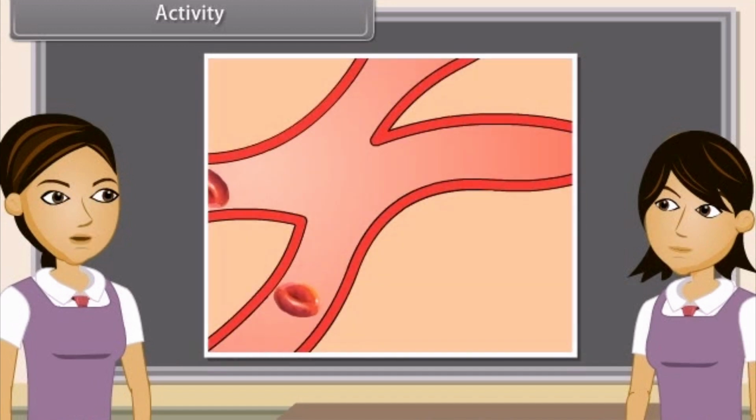Human red blood cells are circular, biconcave and enucleated, and more in number. They have an iron containing conjugated protein called hemoglobin, due to which they are red in color.